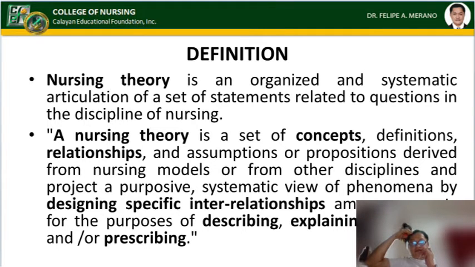And it also includes a purposive, systematic review of phenomena by designing specific interrelationships among concepts for the purpose of describing, explaining, predicting, and prescribing. So this is the total definition of nursing theory. We did not create all the procedures without a purpose. There are objectives and rationale. So this is the basis of nursing theory.